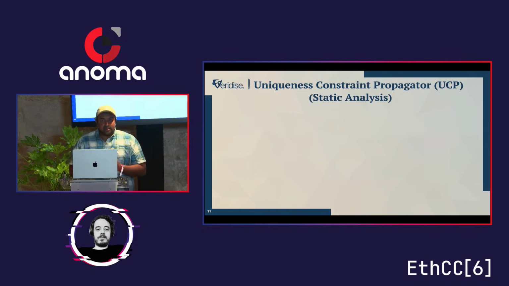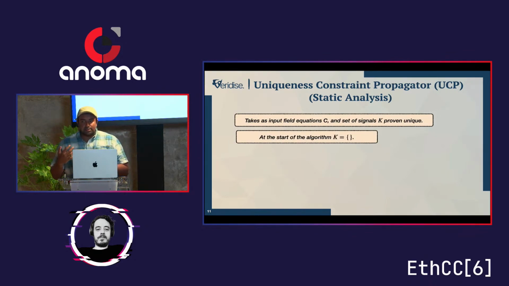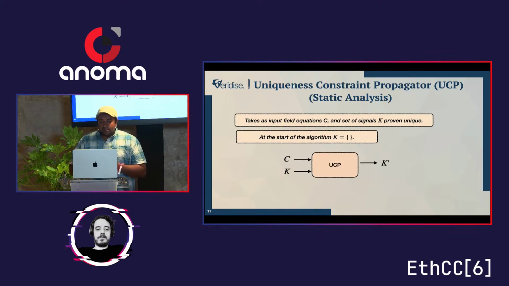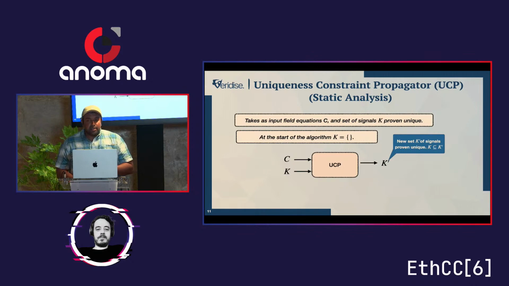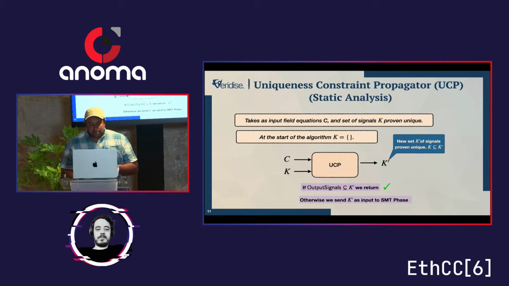So we have the static analysis phase, which we call the uniqueness constraint propagator. It takes as input the field equations along with a set of signals, K, which the procedure has already proven unique. At the beginning, the algorithm has K be the empty set, or technically just the input signals. And this uniqueness constraint propagator is going to output a set of new signals K prime that its rules have determined are actually unique. And if all the output signals are a subset of this K prime, then we know that our circuit is properly constrained.